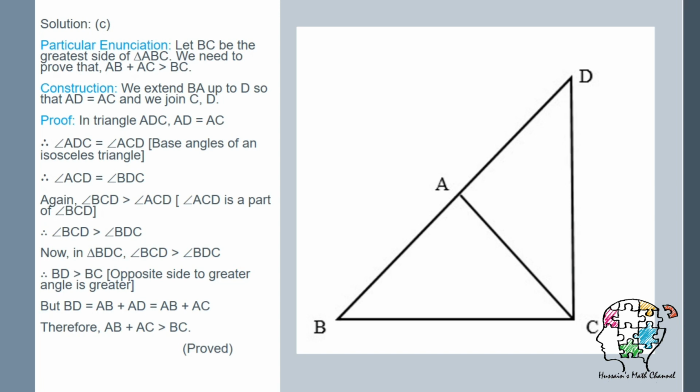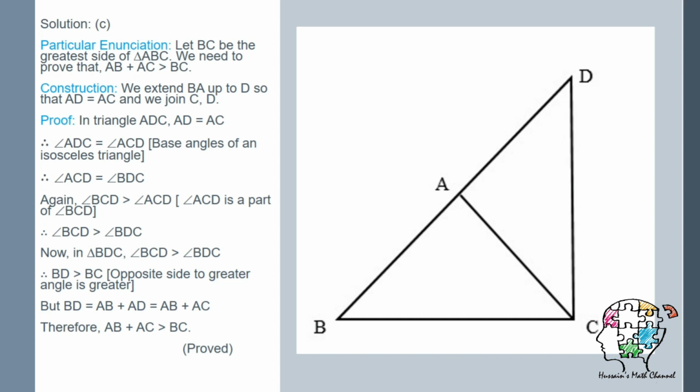Now we have to draw something, so we need to write the construction part. We extend side BA up to D so that AD is equal to AC. That means AD and AC are equal sides. Now we join C and D. Now we prove.